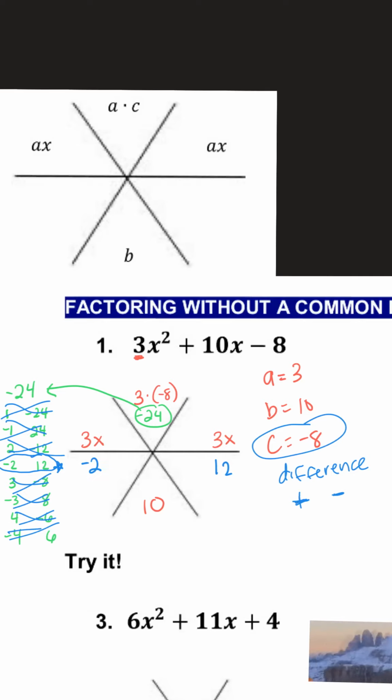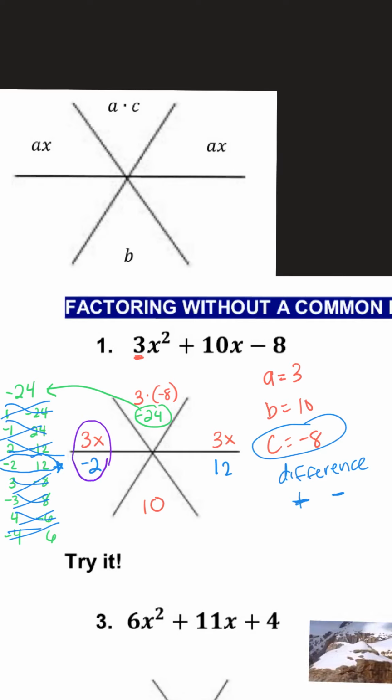Now there's one more step. We are not done yet. It's just a teeny tiny little extra step that we have to do when A is not 1. Now we have to look and see if anything can be reduced. So 3 and negative 2, if that was a fraction, I would not reduce it. I could leave it the way it is.